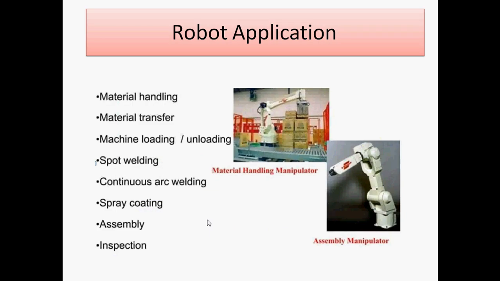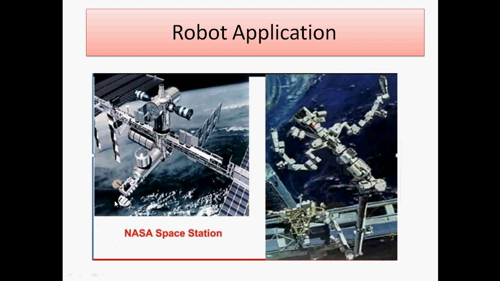The next is robot applications useful in different industries. In industry we are using material handling, material transfer, material loading and unloading, then spot welding, continuous arc welding, spray coating, assembly and inspection. These are the kinds of actions we do in industry. So there is a material handling manipulator and an assembly manipulator. The next is NASA. We developed space stations which are automated. So these are robot applications.